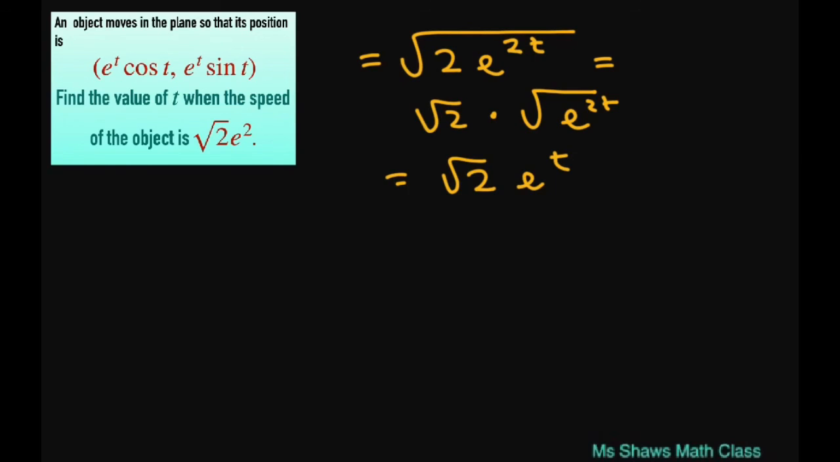Now, we want to find the value of t, and the speed is square root of 2 e squared. So t equals 2.